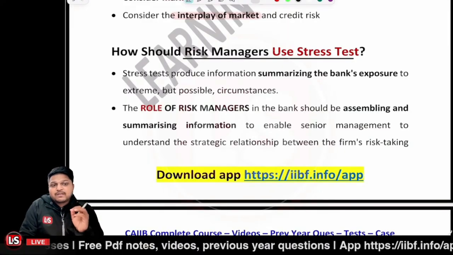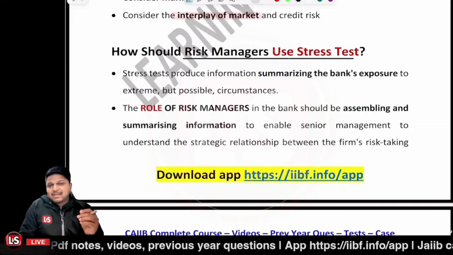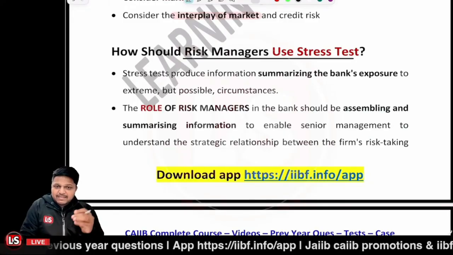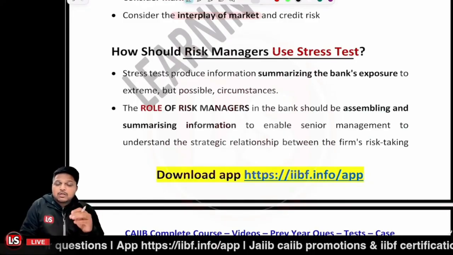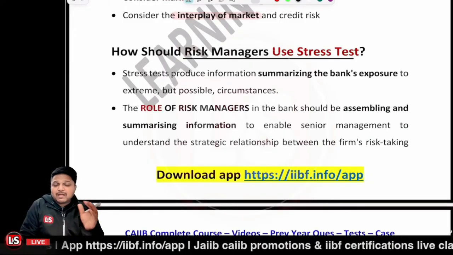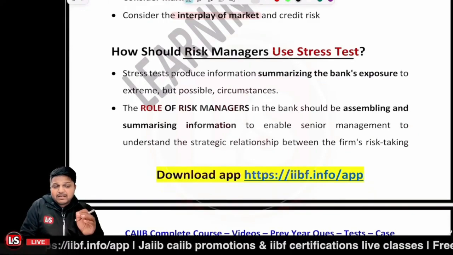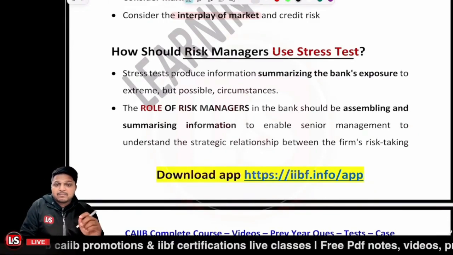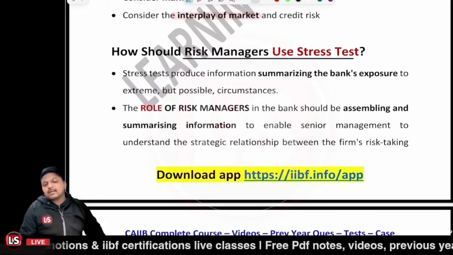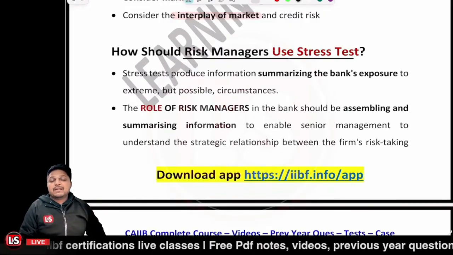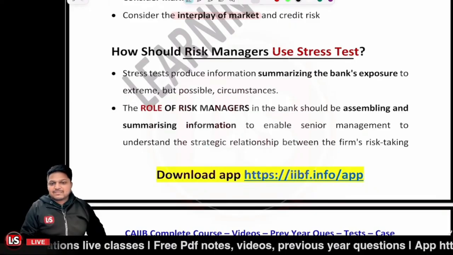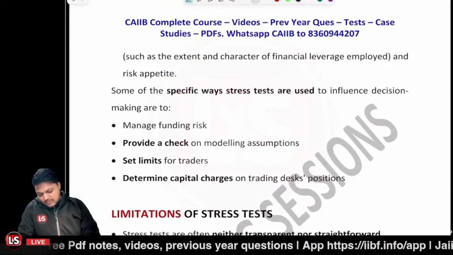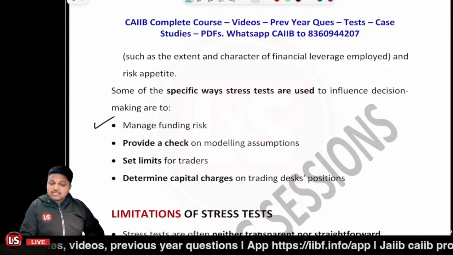So it's the role of the risk managers that while they are arranging the capital for their risk or summarizing the information related to the risks to the senior management, they should understand that there is a small but real possibility that these risks may also occur, right? And they should keep their appetite ready for the same. So it helps us first to manage the funding risk. Now, in the worst scenario, how are we going to manage our funding?